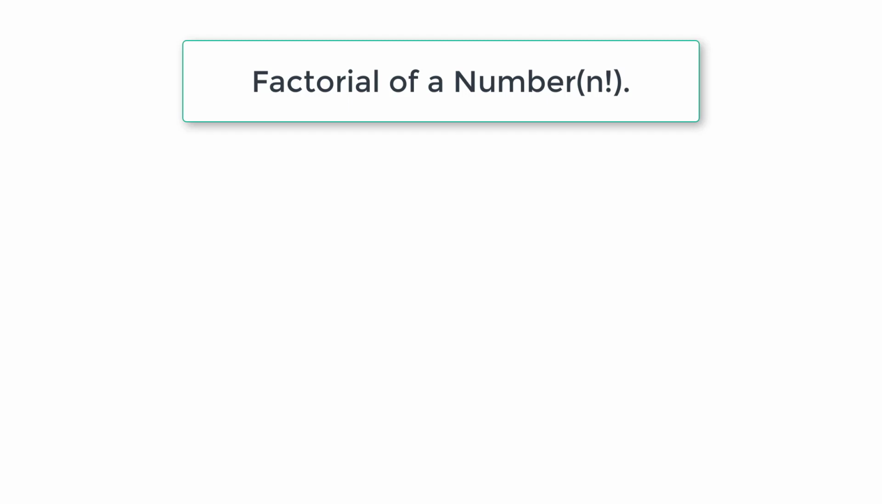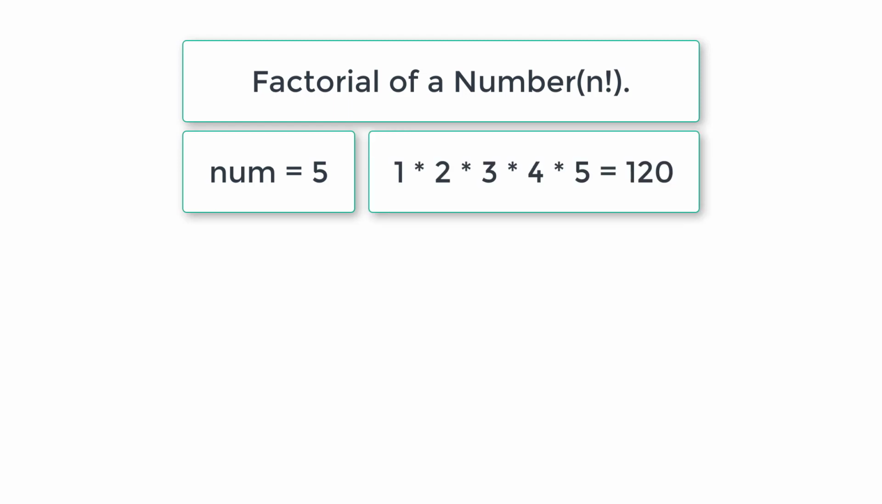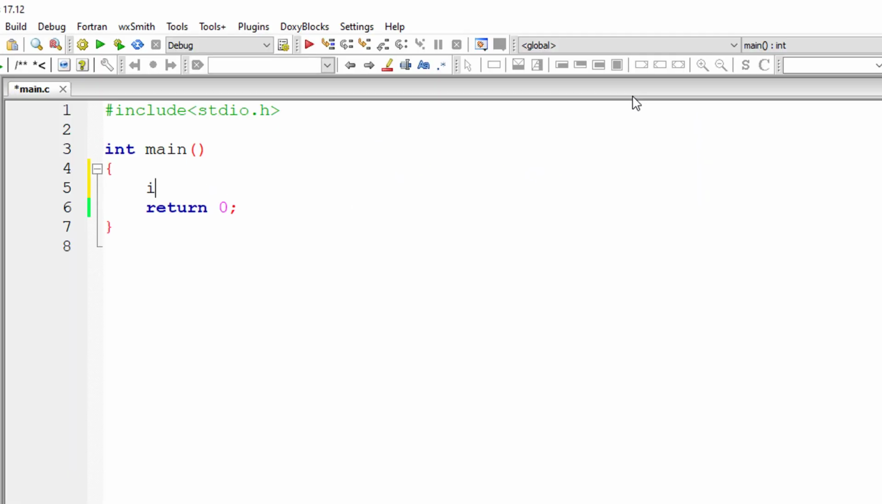Let's find out factorial of a number. Well, factorial of a number is a product of all the positive numbers preceding it. For example, if the number is 5, the preceding numbers are 4, 3, 2, and 1. So if you multiply all these numbers, you will get 120. So factorial of 5 is 120.